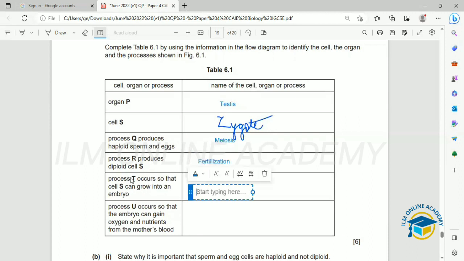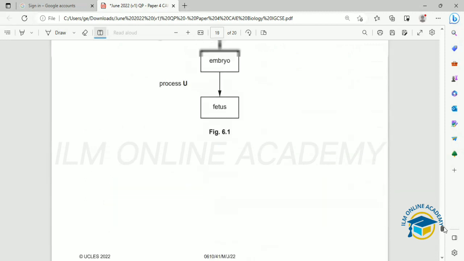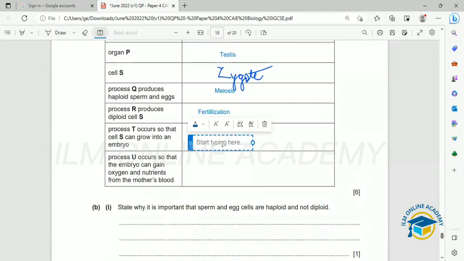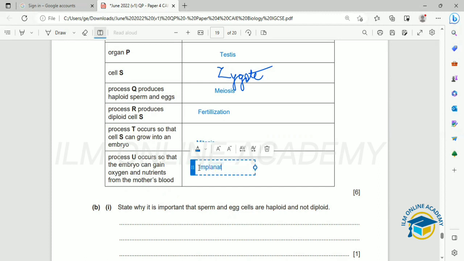Then process T occurs so that cell S can grow into an embryo. So process T would be, let me see. Process T, diploid cell into embryo. So that is going to be mitosis now. So that the zygote is going to grow into diploid cells in order to differentiate into the features that an embryo requires, right? So process U occurs so that the embryo can gain oxygen and nutrients from the mother's blood. So that is mainly implantation. Taake the embryo gets implanted in order to get the nutrients and the oxygen from the mother's blood.